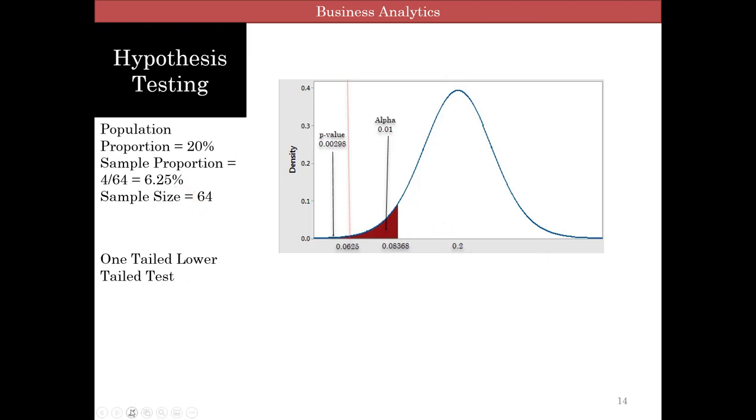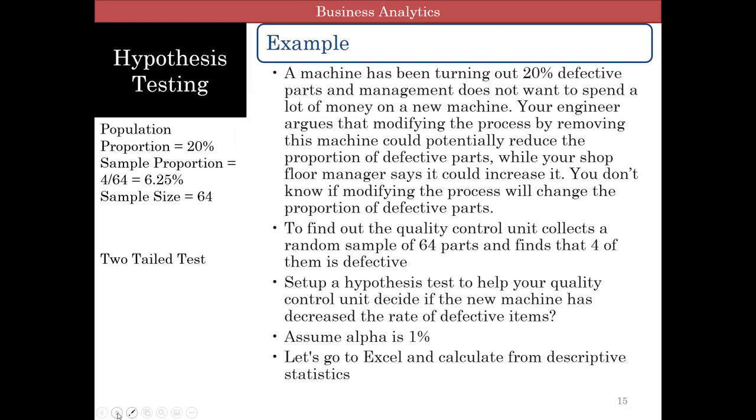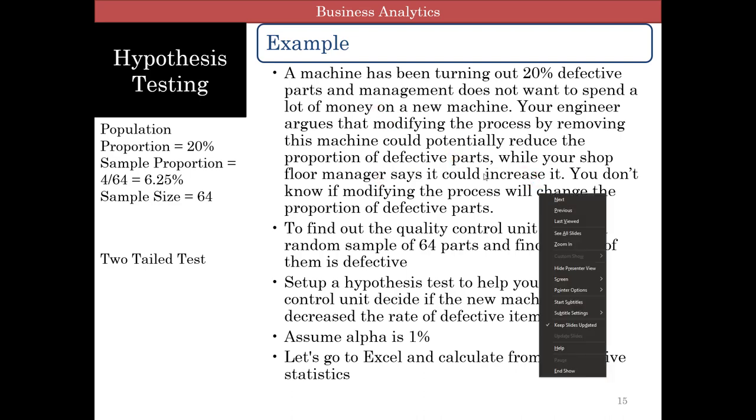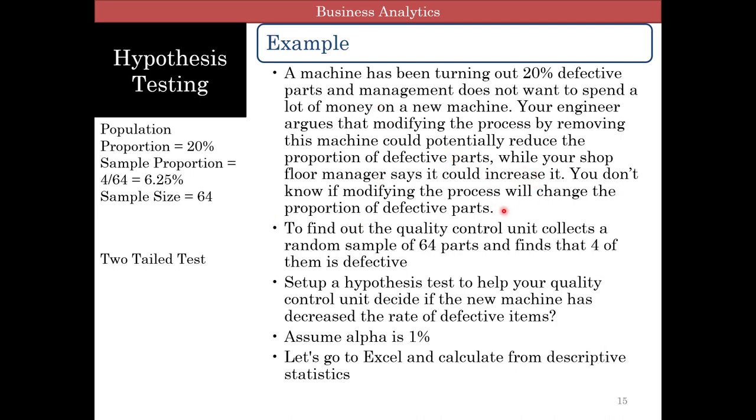Now, of course, the same example, we are going to take it and look at it as a two-tailed test. The difference is in how we're setting it up. So here the management does not want to spend a lot of money on a new machine. And the engineer argues that modifying the process by taking this defective machine out could potentially reduce the proportion of defective parts. Now your shop floor manager says if you take the machine out, it's going to increase it. And so you really don't know whether modifying the process is going to change the proportion of defective parts.